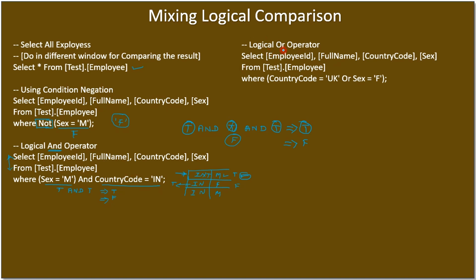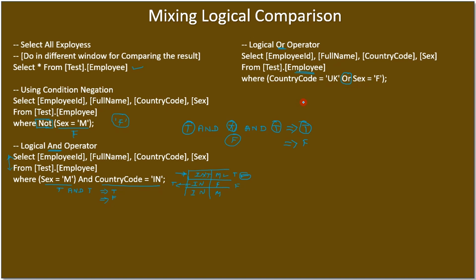Next, here if you see, we are using the logical OR operator. So for AND operator, all conditions should return true, but for OR operator, this is logical OR, if any one condition returns true, the total outcome will be true. So the meaning here is select employee ID, full name, country code, sex from this table employee, apply the record filter. Country code should be UK or the sex can be female.